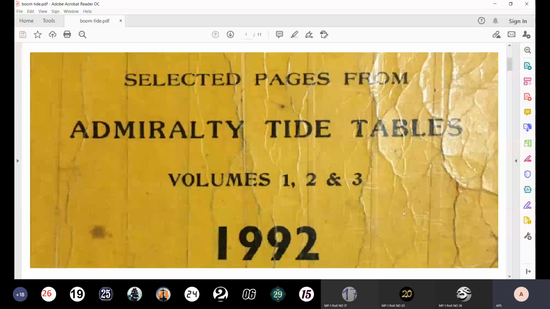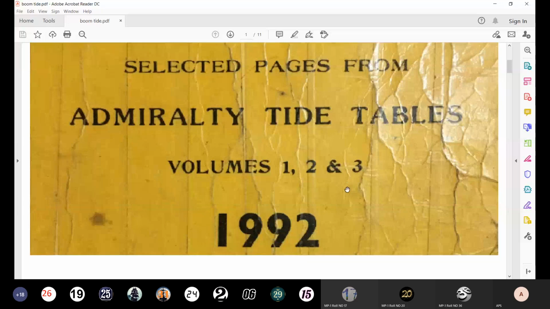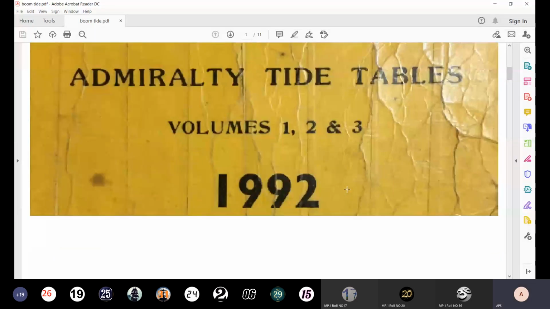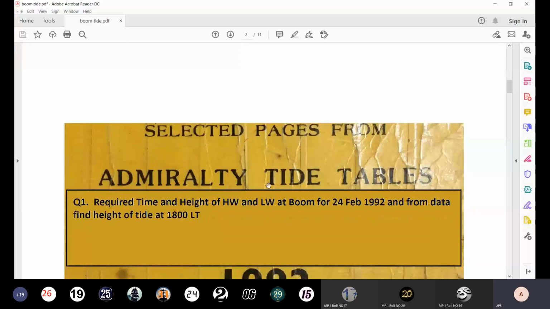So just take out your tide tables. I hope all of you have got tide tables. And see the question which is written here. You can write down on the side.